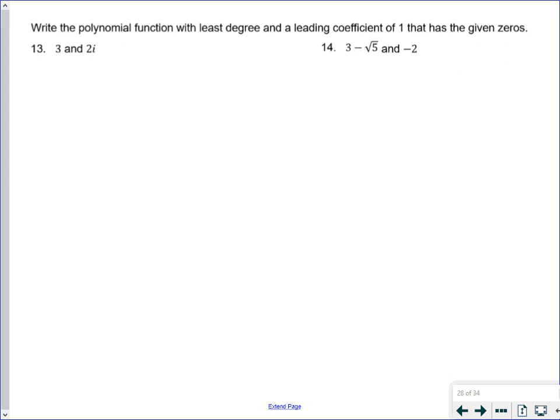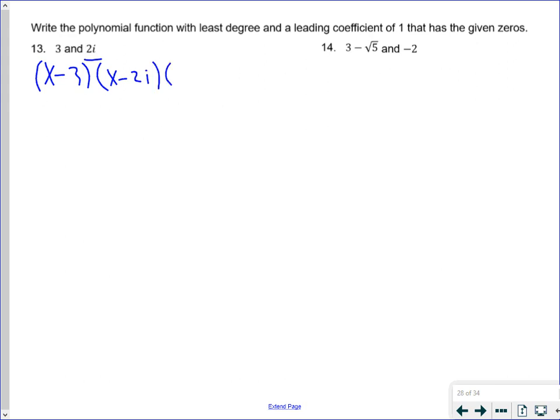So there's going to be two ways to go about it. The first way is the really long method. And how you do that is you're going to write each factor. So with 3, you get the factor of x minus 3. And you're going to multiply it with 2i, which will be x minus 2i.